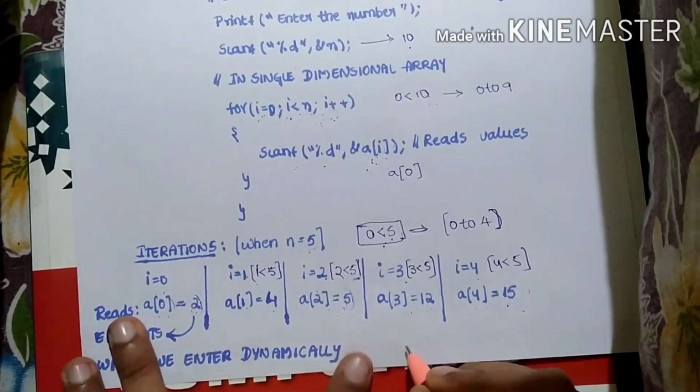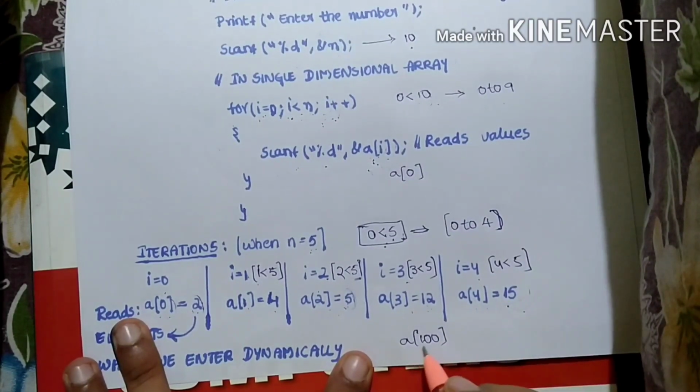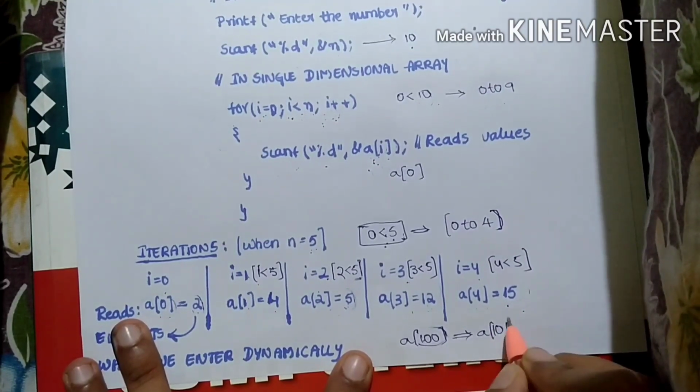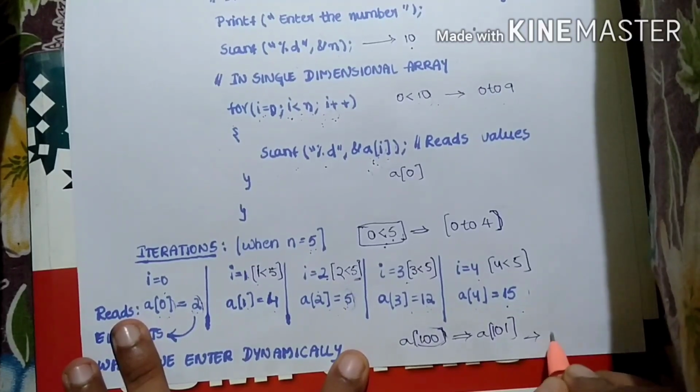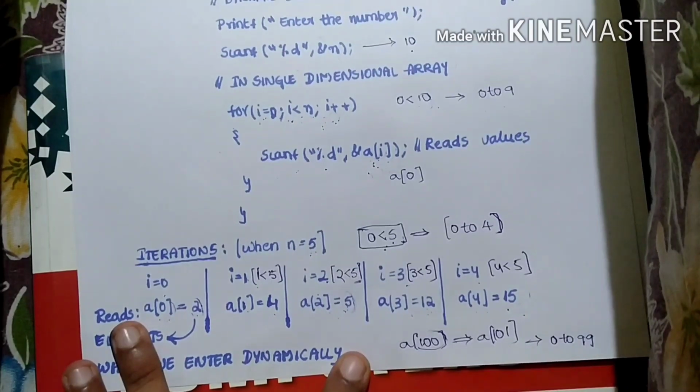I hope you guys understood. a of 100 will be given. This is the final limit of an array. It will not be given as a of 101. Only 0 to 99 elements will be stored in a single array.